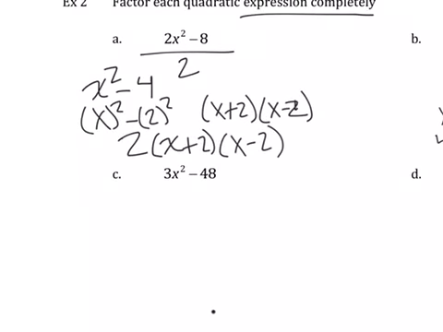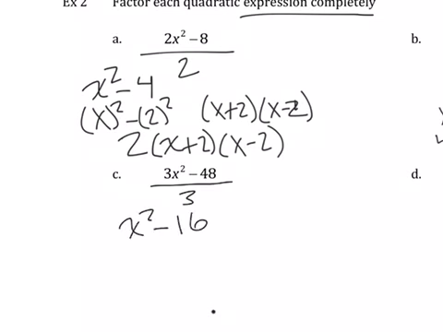3x squared minus 48. I'm going to take this 3. Can 3 come out of 48 evenly? Yes, it can. So I'm going to divide by 3. I'll have x squared minus 16.